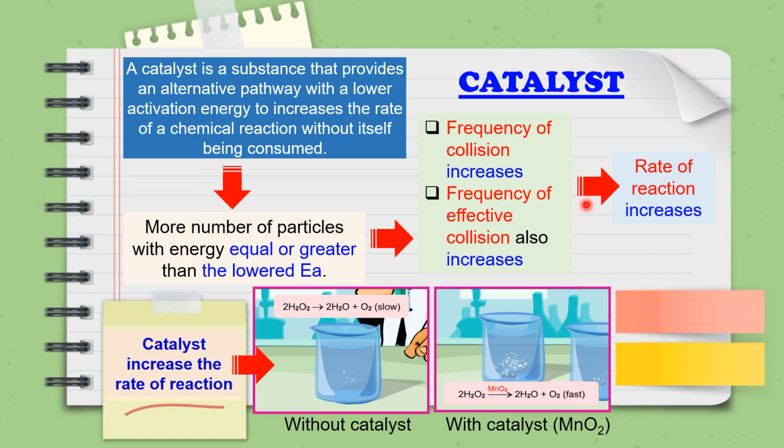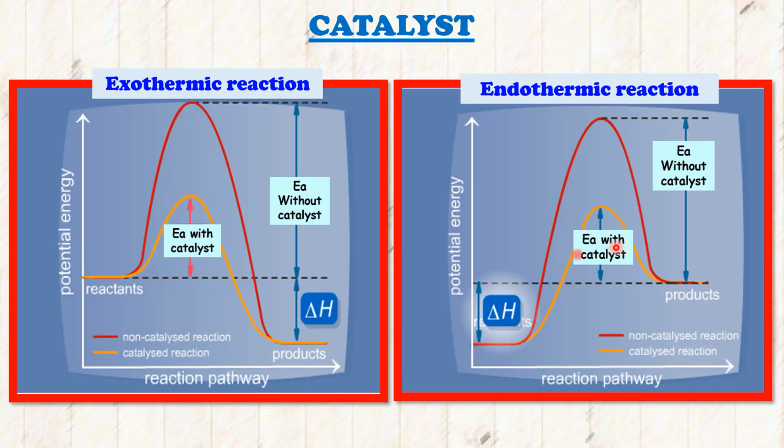Okay, if we want to draw it in terms of an energy profile diagram, we can see clearly here. This is an endothermic reaction. When we add catalyst, the EA is at this region. This is the EA with catalyst, which is lower than the EA without catalyst. Which means more molecules can achieve EA, because the EA has become lower.